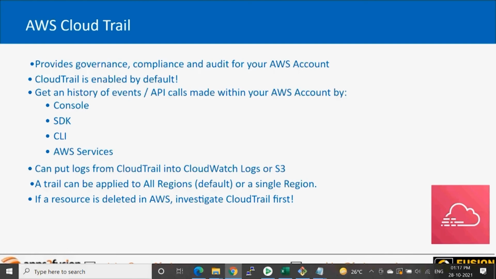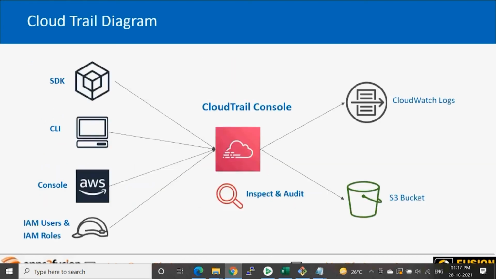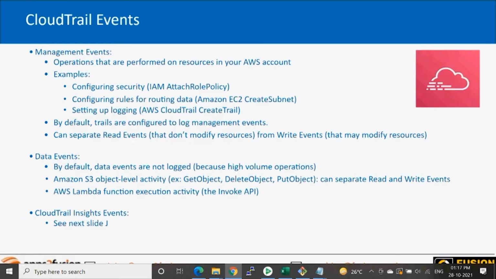CloudTrail has management events, data events, and CloudTrail Insight events. Management events are the operations that are performed on resources in your AWS account. Examples would be configuring security, rules, and setting up logging. By default, trails are configured to log management events. It can separate read events from write events.